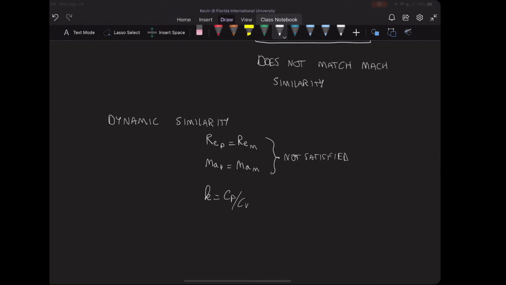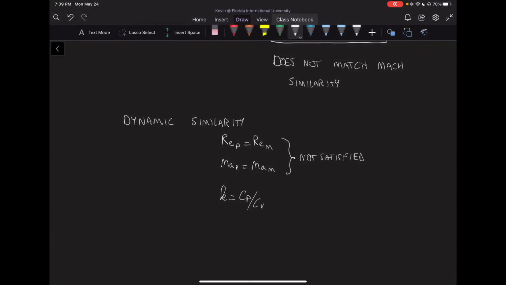So we can go further with this and say that K of prototype is not equal to K of model. So this is not satisfied as well. So we can say with certainty that we do not have dynamic similarity.